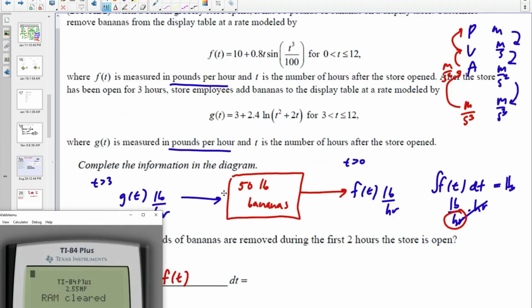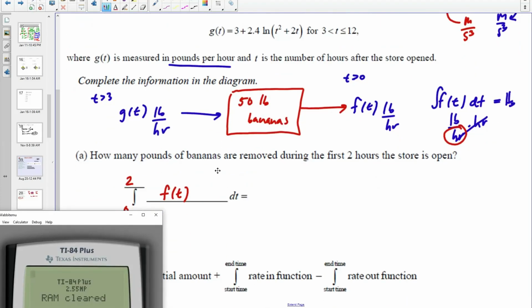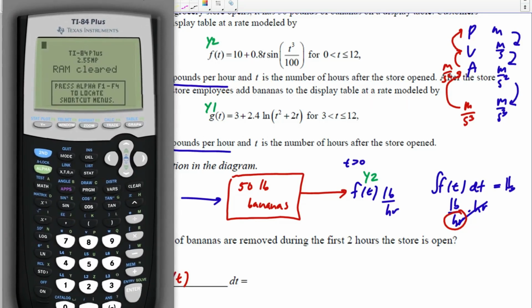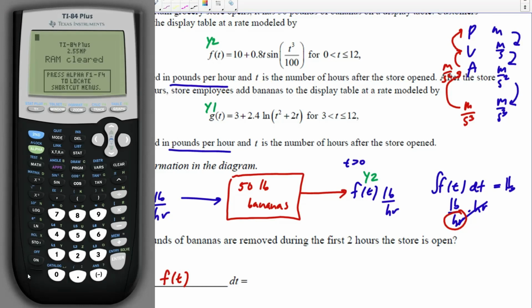So what we're going to do, call this g of t y1, so that's the rate in, and call this f of t y2. So I'm going to go ahead and store this in my calculator. So g of t here is going to be y1, and then f of t up here will be y2. Notice I put y2 for the f, even though the f was given first. So I'm going to put that into my calculator. Make sure your calculator is in radian mode.